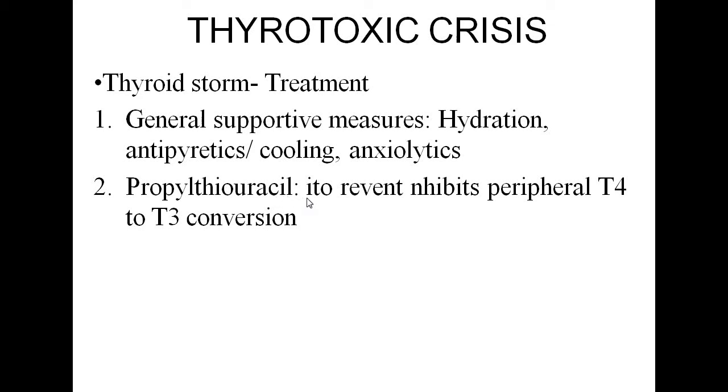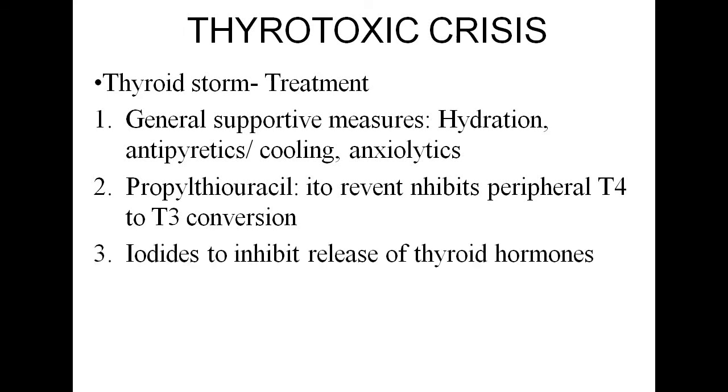Propylthiouracil is given intravenous. In addition to inhibiting thyroid hormone synthesis, it also prevents peripheral conversion of T4 to T3. Propylthiouracil inhibits peripheral T4 to T3 conversion and also inhibits thyroid hormone synthesis. Oral and intravenous iodides like Lugol's iodine can be given to produce the thyroid constipating effect. That is, they inhibit the release of thyroid hormones.